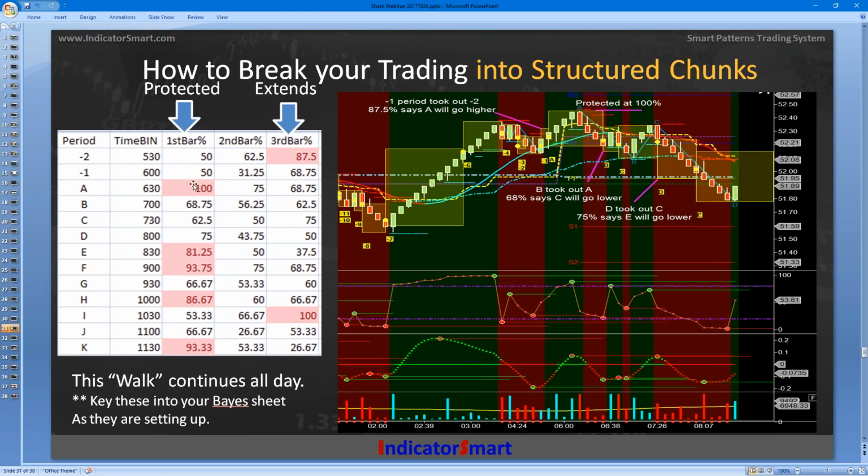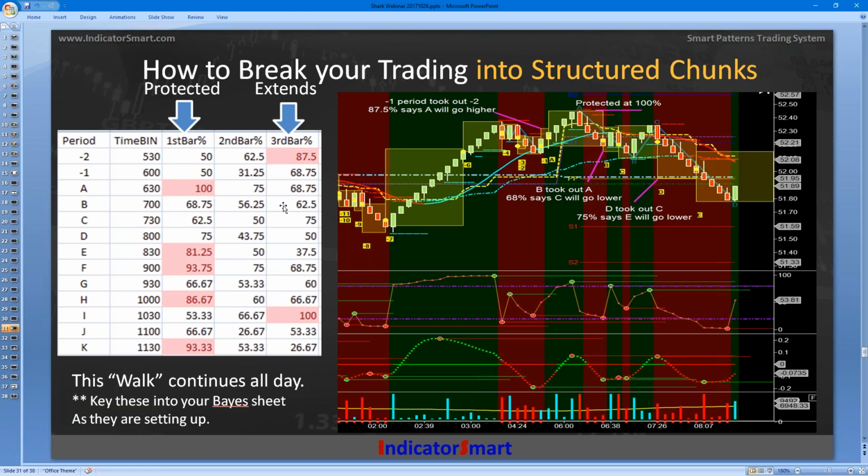So on A period, we've got A period right there. Once B takes out the low of that, you can see that little box steps out below right there. Once B took out A, it tells me 68% that C will go lower. 68.75 right there. But it also tells me that that A high is protected at 100%. Once B takes out that low, A high is protected. I call this the protected column. This is the extends column.